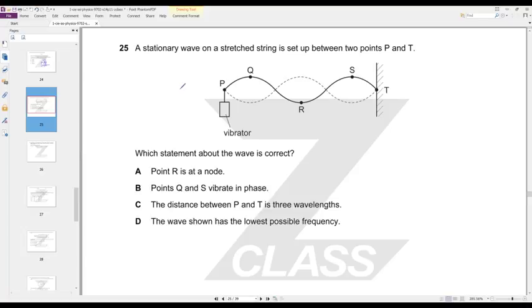Okay, we have a stationary wave on a stretched string. It's got 3 loops, so it's 1.5 wavelengths. So Q and S vibrate in phase because they're essentially the same point. P and T is 3 half wavelengths, so that's wrong, but that's the one they're trying to get people to miss out on. This is the trick, if you like. There are obviously 3 gaps. That's the bit they're trying to catch you out on.